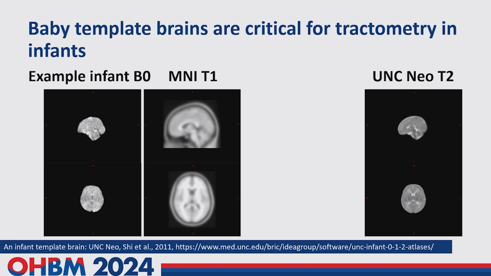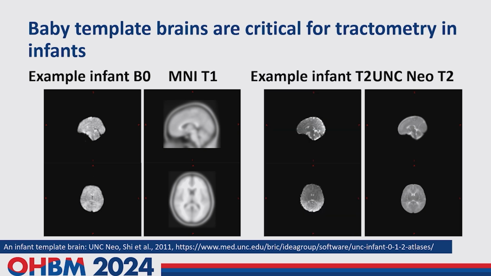In my work, an additional step that we usually do is that we align the individual infant's diffusion data first to their T2-weighted anatomical data, and then we align the T2-weighted data to the template. And the reason why we do that is that the T2-weighted data just generally has a better contrast, so it's a little bit easier to align. But this step is probably optional.